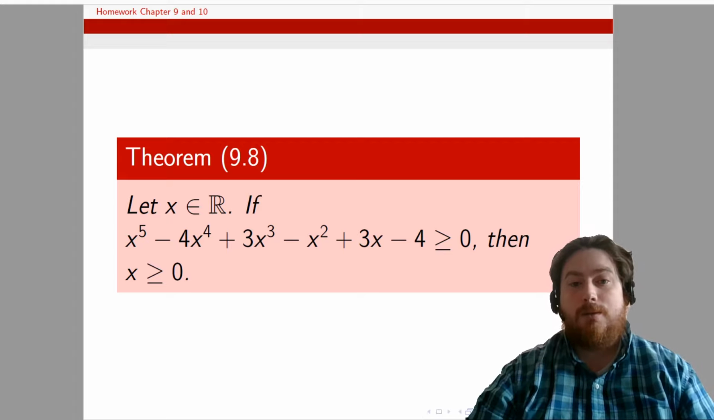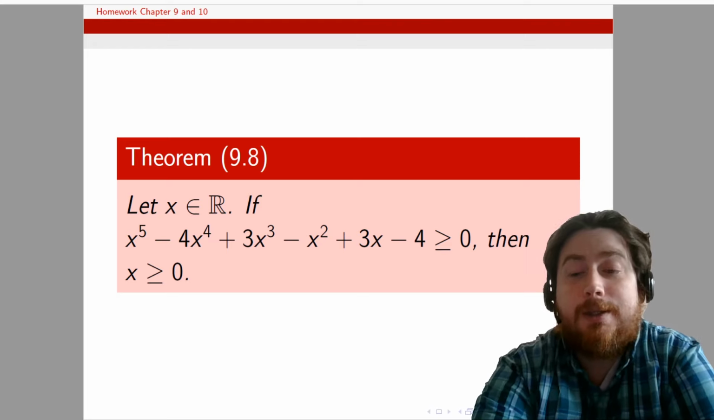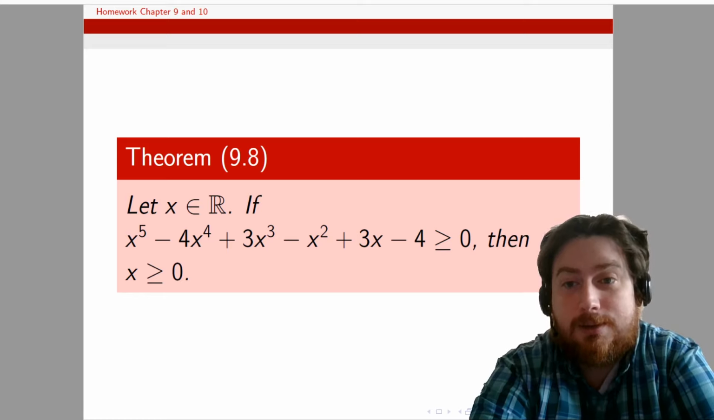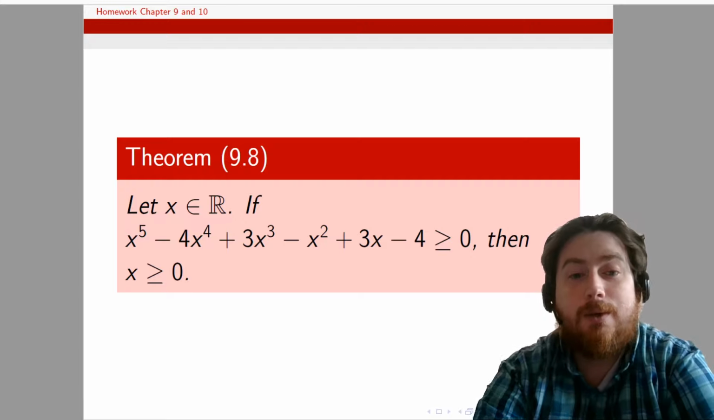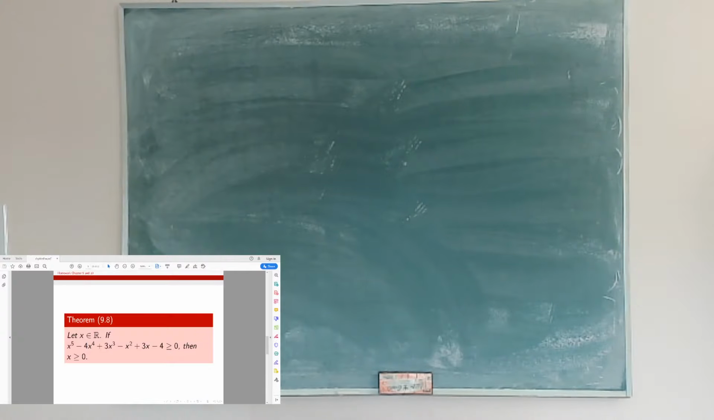Alright, so what we have here is, let x be a real number. If it is the case that x to the 5th minus 4x to the 4th, that big long equation, is greater than or equal to 0, then it has to be the case that x is non-negative, that is greater than or equal to 0. So how are we going to prove this? Well, let's go ahead and go up to the board.